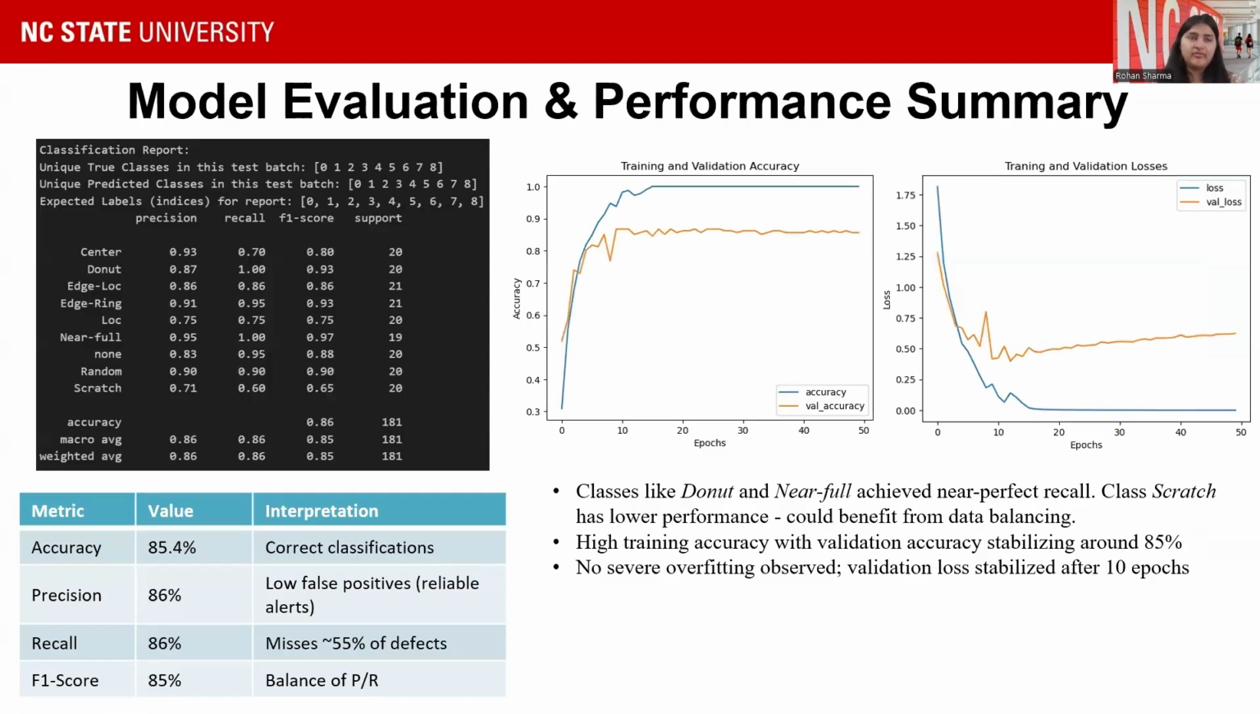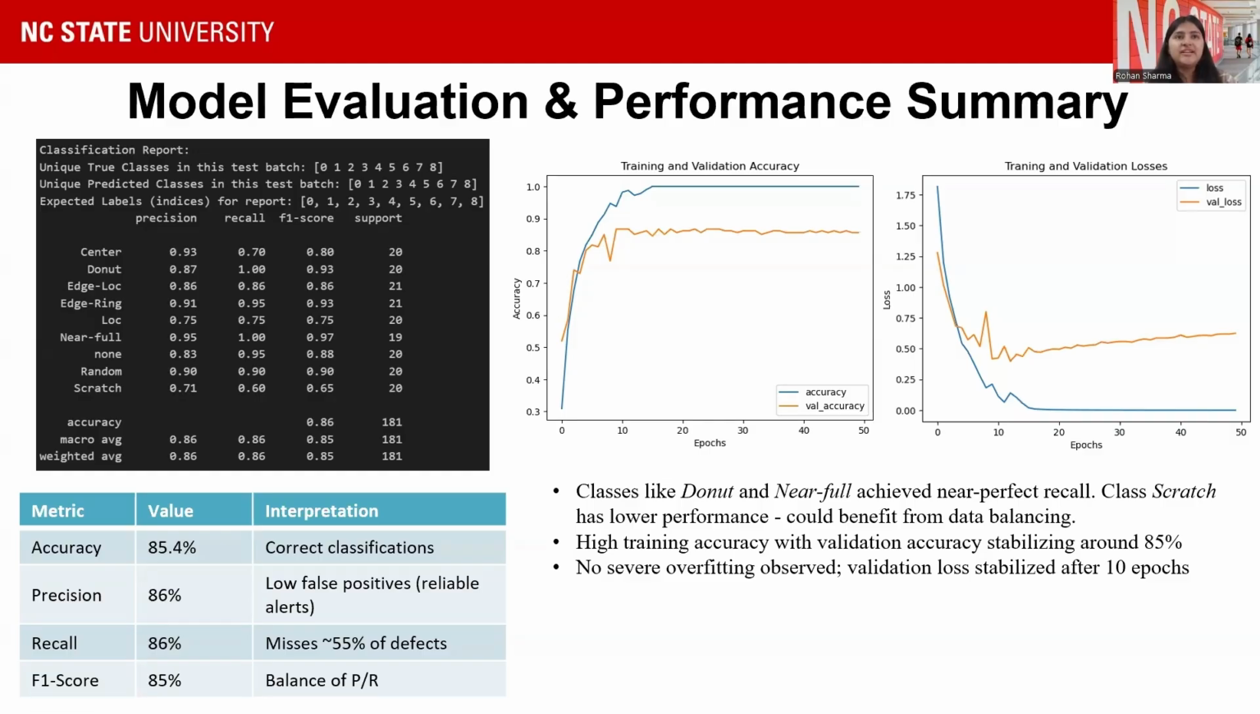Our model evaluation and performance summary. We have the classification report, which shows how classes like donut and near full have a perfect recall, while classes like scratch are underperforming. This shows that we can use augmentation or simple balancing in order to improve our model more. Then we have the metrics. These metrics are for our validation test data. Here we achieved an accuracy of around 85.4% with a precision of 86%, a recall of 86%, and an F1 score of 85%. We have the graph for the training and validation accuracy.